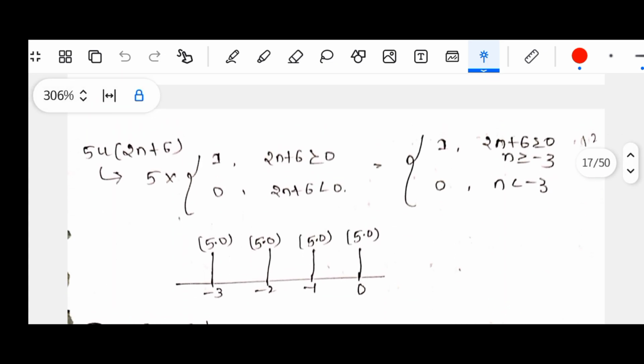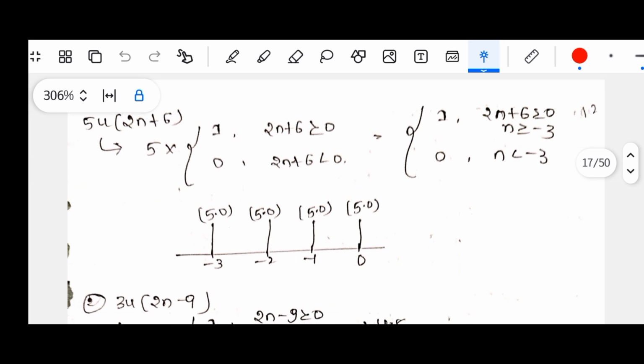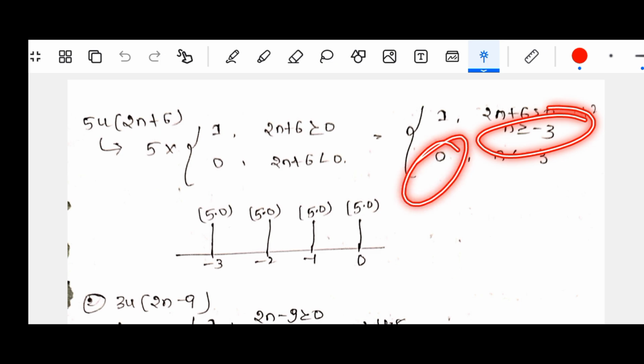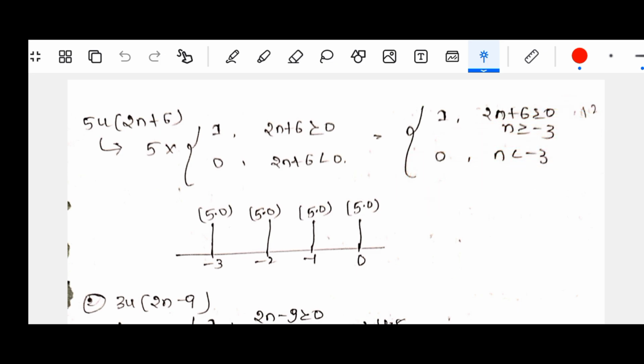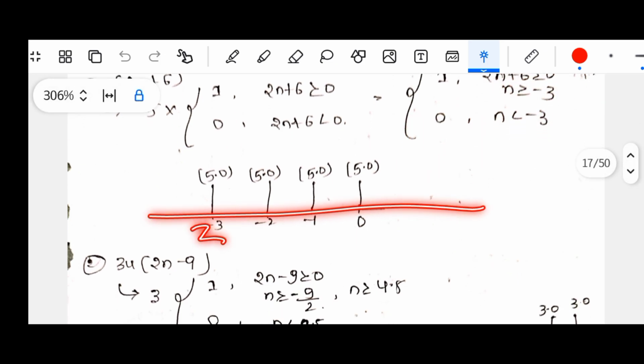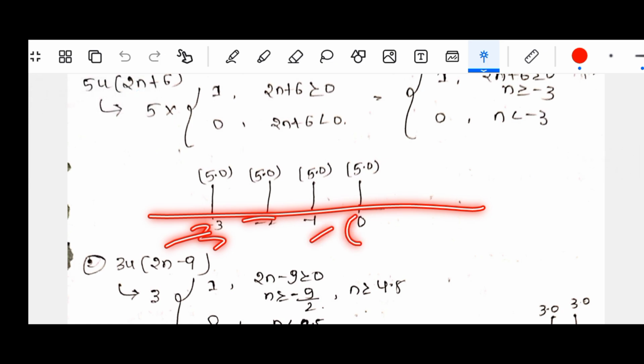Next, let's see 5 into u of 2n plus 6. We have created this, now we have to solve it. We get 1 when 2n plus 6 is greater than or equal to 0, which means n will be greater than or equal to minus 3. If 0, then n will be less than minus 3. So let's see: minus 3, minus 2, minus 1, 0.